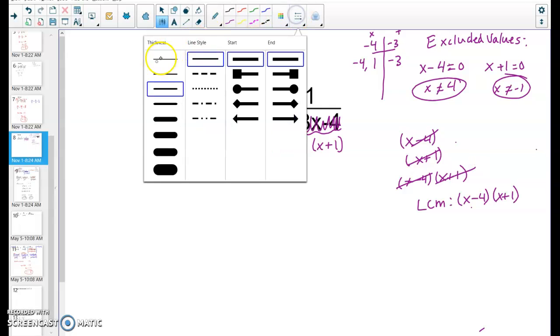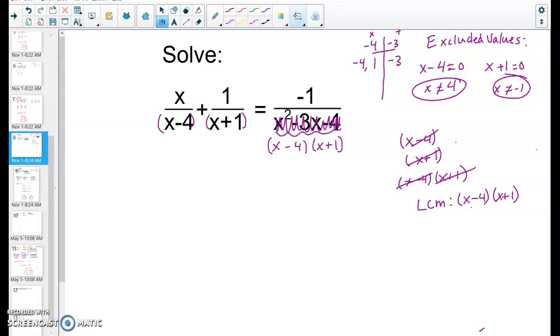So now, every term needs to be multiplied by x minus 4 and x plus 1. Okay, this involves a lot of writing. I like to just kind of put them up in the corner so that I can make sure that every single term is getting multiplied by my least common multiple. Okay, and then you can go ahead and you can cancel out whatever you can.